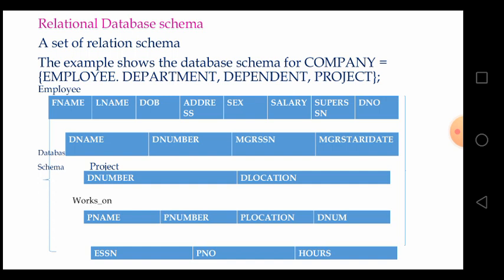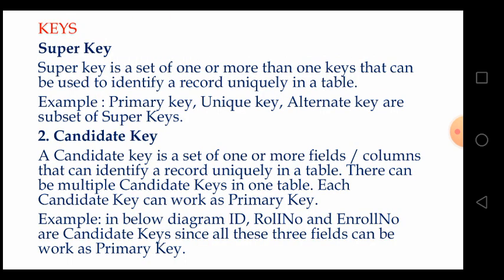Next, we discuss keys. You know keys: super key, candidate key, primary key, alternate key, composite or compound key, unique key, foreign key. These are the different keys used in relational database management systems. First, what is a super key? A super key is a set of one or more keys that can be used to identify a record uniquely in a table.